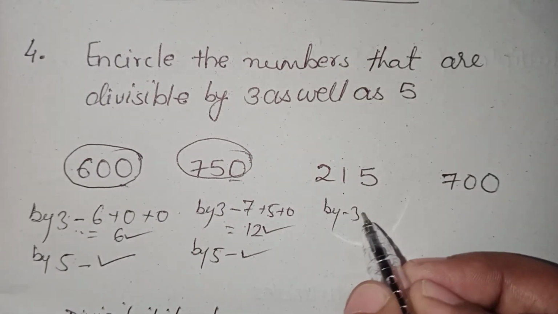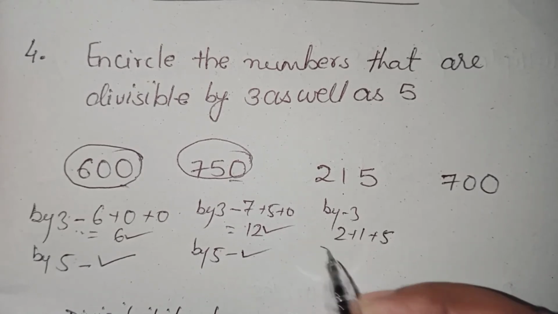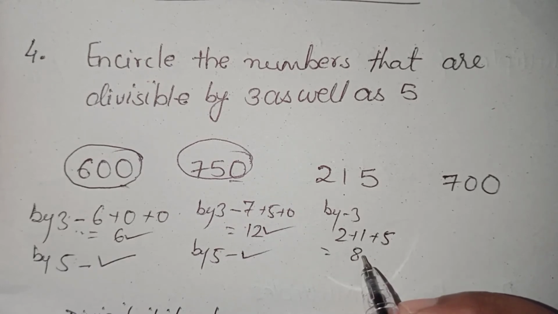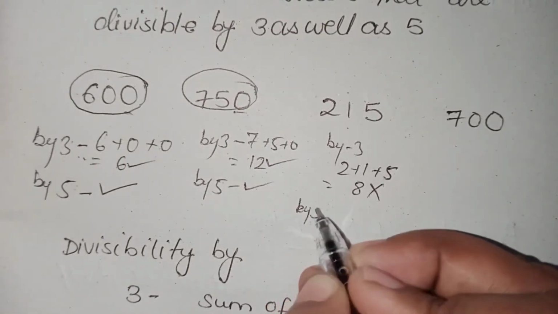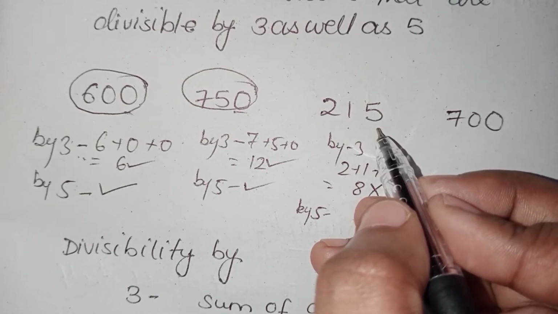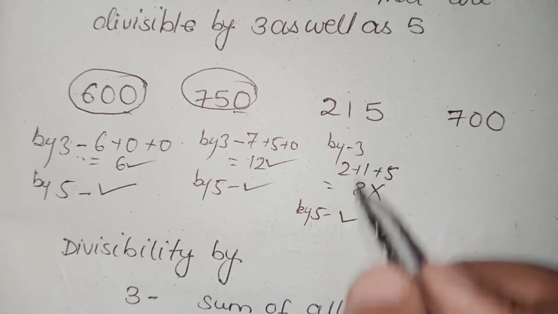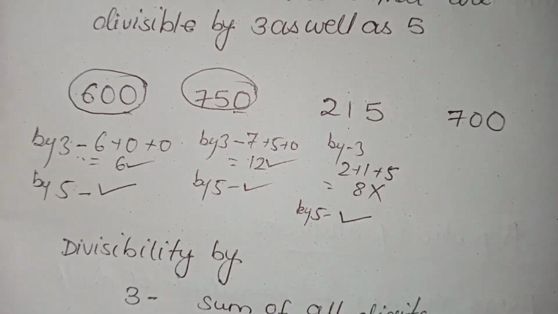Now 215, by 3. So let's add this. 2 plus 1 plus 5. So 2 plus 1 is 3. 3 plus 5 is 8. Is it divisible by 3? No, no. So cross it. It is not divisible by 3. Now let's check by 5. At ones place 5 is there. That means it is divisible by 5. But it is not divisible by 3. It should be divisible by both. Then only we can circle. It is only divisible by 5, not by 3. So we will not circle this.